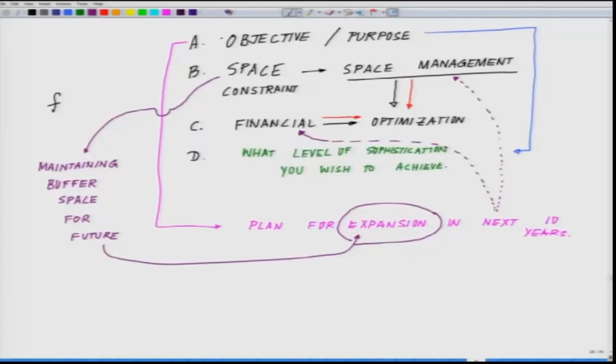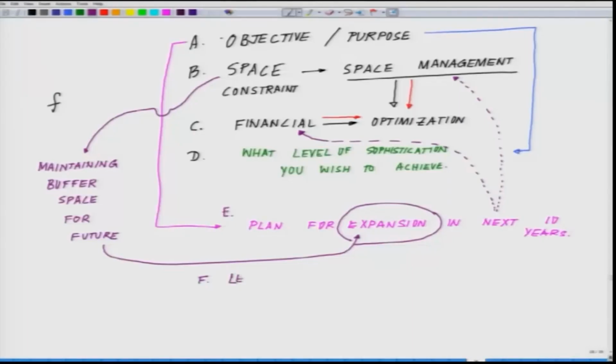Okay, that comes the next. What level of sophistication you wanted to achieve, and what are your plans for expansion. Next thing, if I put this as E, next important thing is that what is the level of biosafety are we talking about? Say, and this of course comes in the objective in the beginning, level of, once again, biological safety.